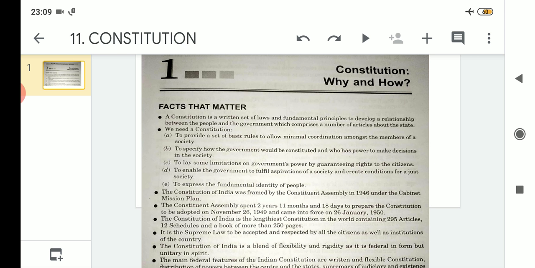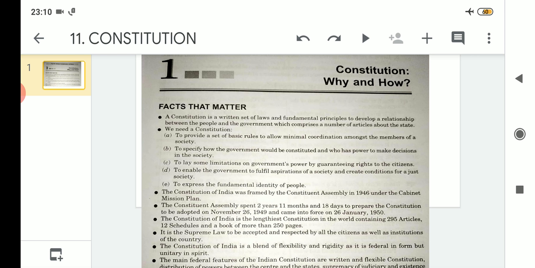And number 5, the need related to the constitution is to express the fundamental identity of the people. That means every individual has their own identity. So in order to express the fundamental identity of the people also, there is a need for a constitution in any country.